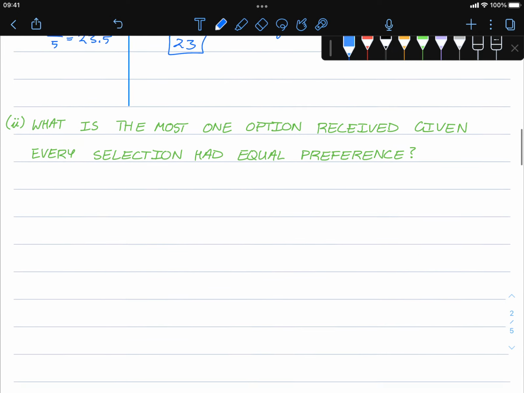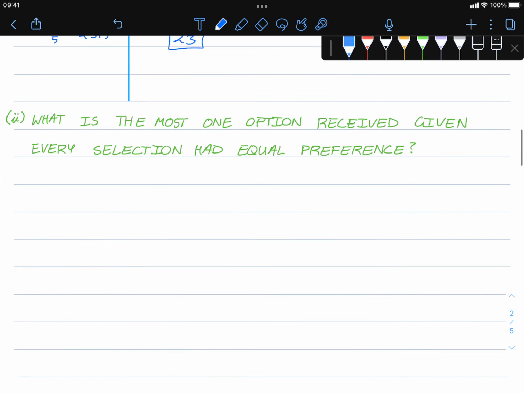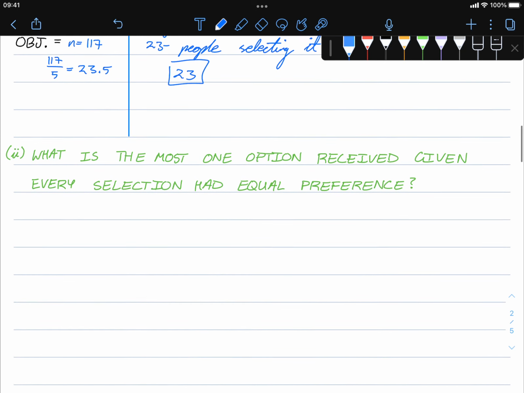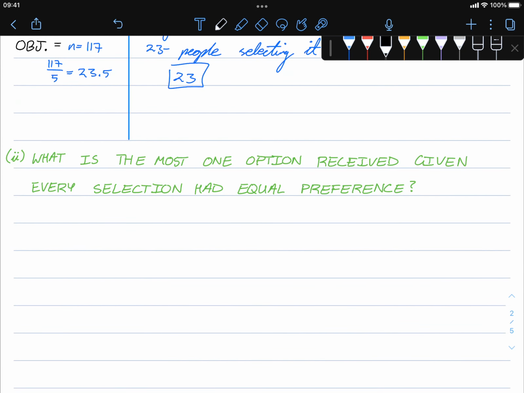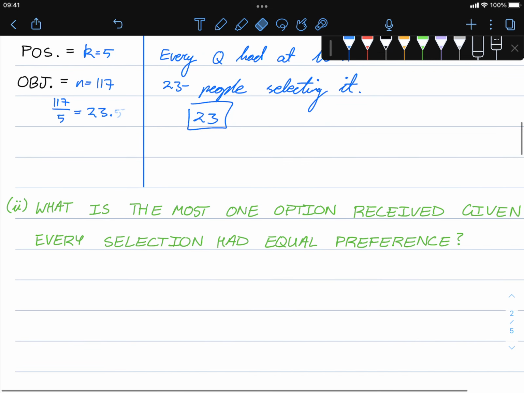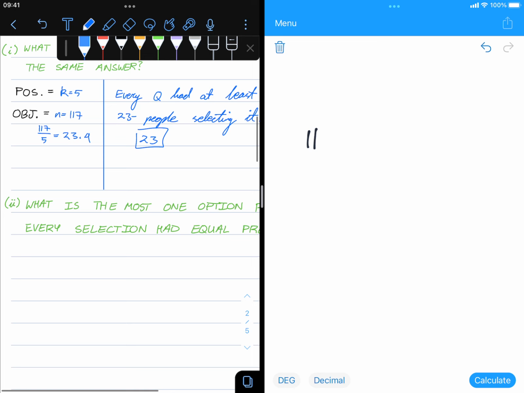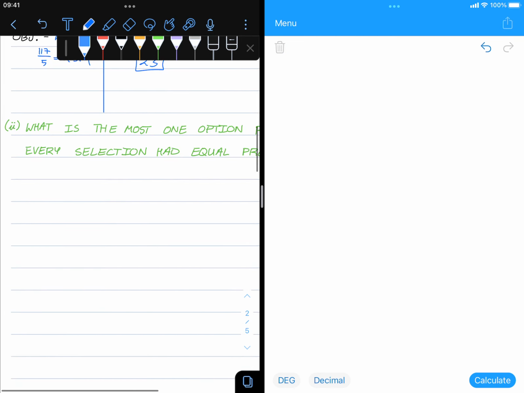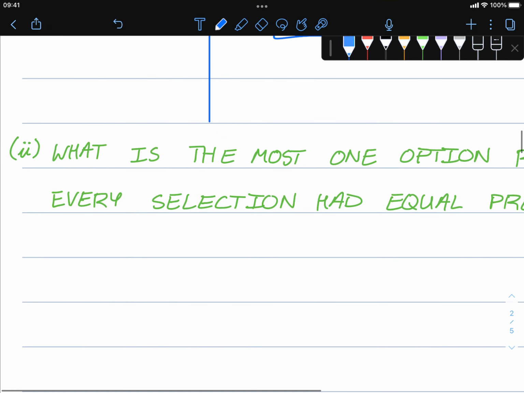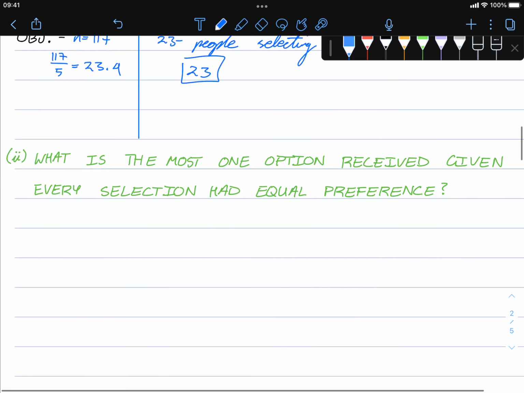Okay. Now, going with this, what is the most one option received given every selection had equal preference? Well, in this case, if you take a look, oh, sorry, not 23.5. I misread that one, 23.4. Let me just double check that again. 117 divided by 5. Yep, 23.4.